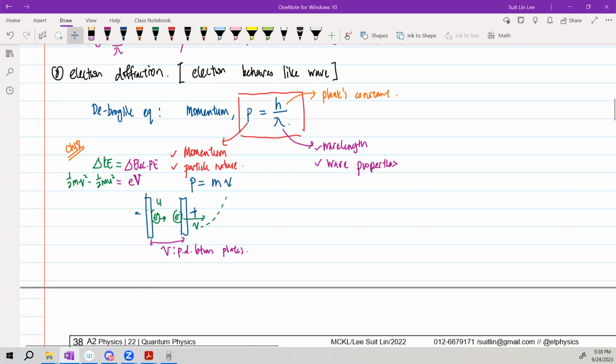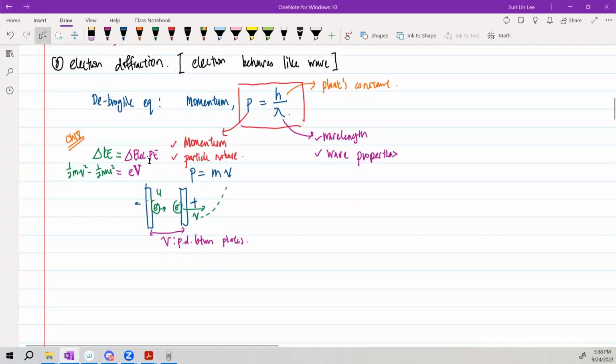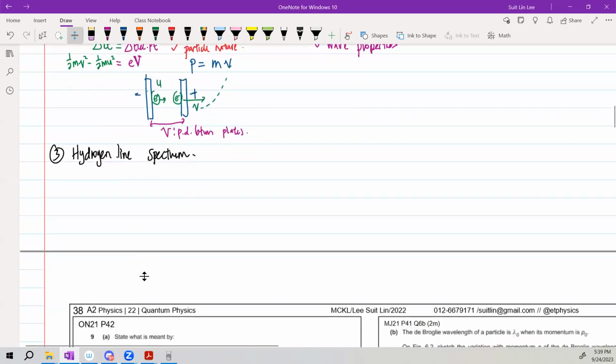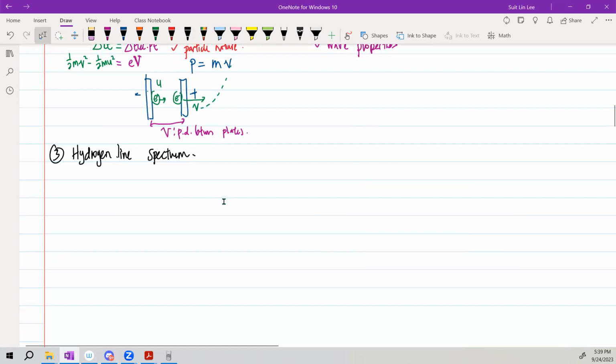Okay, the third experiment in quantum physics is what they call the hydrogen line spectrum. Because once we understand that electrons behave like waves, the easiest way for us to study that behavior, one of the phenomena, is to look at the hydrogen line. In the older past year questions, they asked us to describe why sometimes we see dark lines on continuous spectrums and why sometimes we see colored lines. That one I will leave to you in your notes.